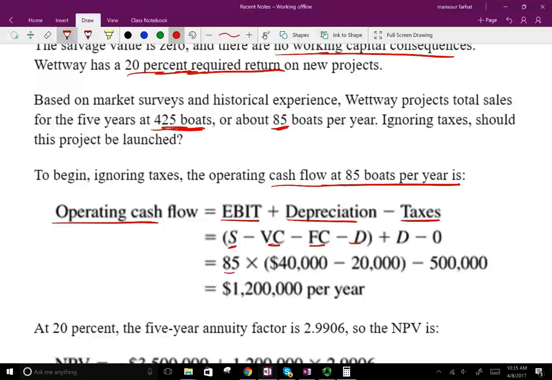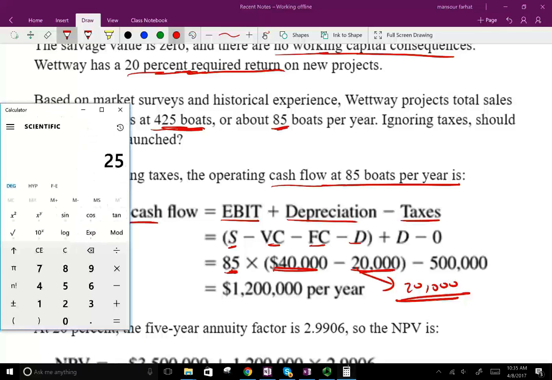Now, we have 85 boats times 20,000. Where is that 20,000 coming from? It's the selling price minus the variable cost, minus $500,000. So basically, what is 85 boats times 20,000?